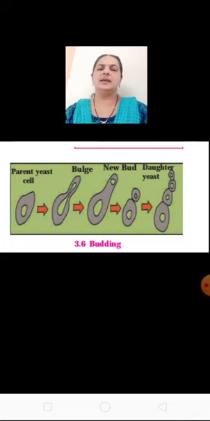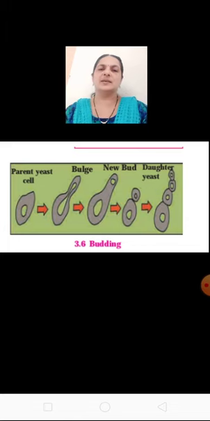A parent is there. So when you take yeast and put it in lukewarm water, take 50 ml of lukewarm water, add 5 grams of active yeast and 10 grams of sugar, mix it and keep it for some time, and take one drop of water and observe under a microscope. You can see the budding process.